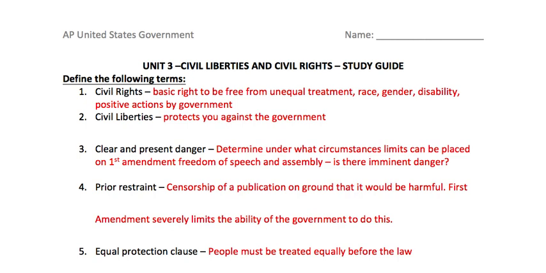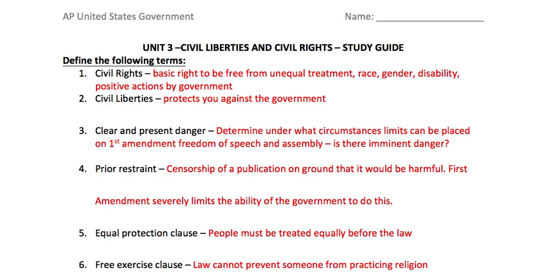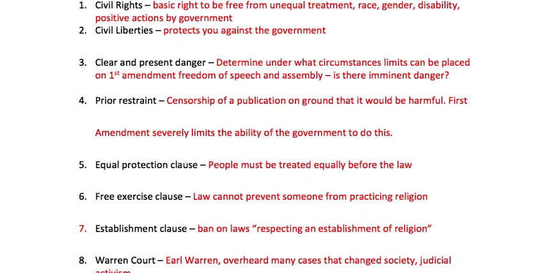And your rights are those basic freedoms, positive actions by the government to protect individuals from unequal treatment based on race, gender, disability, etc. The clear and present danger test set up by the Supreme Court determines under what circumstances limits can be placed on your freedom of speech, and is there an imminent danger? If so, they can limit your speech. Prior restraint is not allowed because that is censorship of a publication by the government. Things can be published, however, you can be prosecuted after they are published.